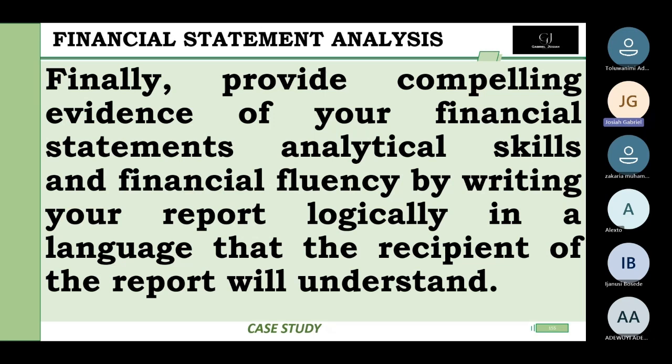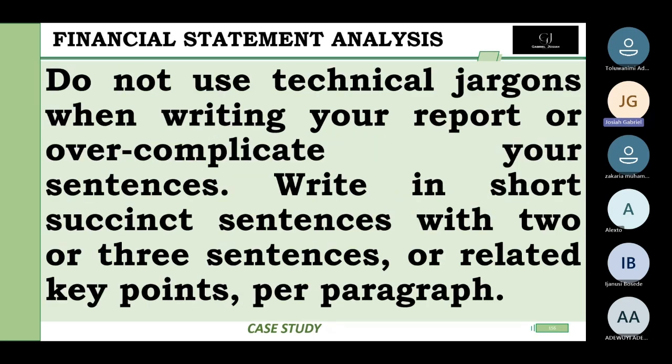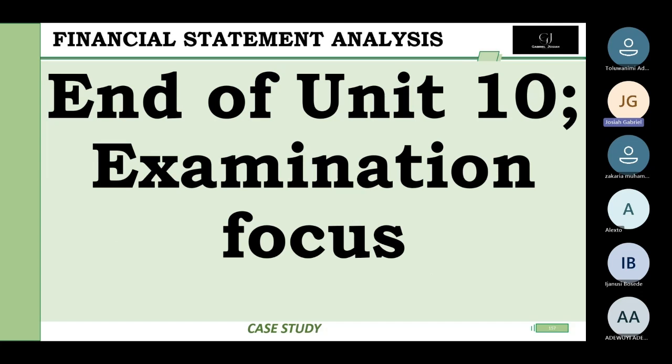Very important. So do not write technical jargon. When writing your report, overcomplicating sentences with too much English can mess you up. So write in plain language, succinct sentences, at most 2 or 3, depending. So for example, your executive summary should not be more than 1, at most 2 lines. And the executive summary must be 2 pages maximum. 1 page minimum, 2 pages maximum. Also, your related key points per paragraph should be clear. Very important. So that's the examination focus.